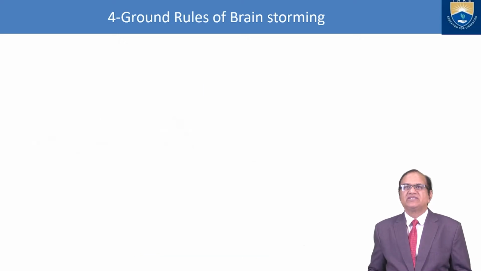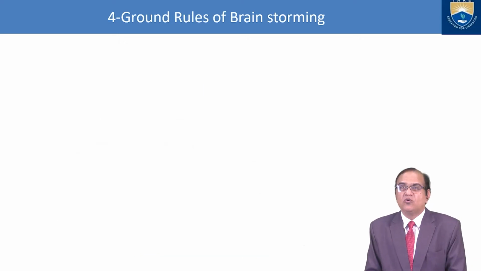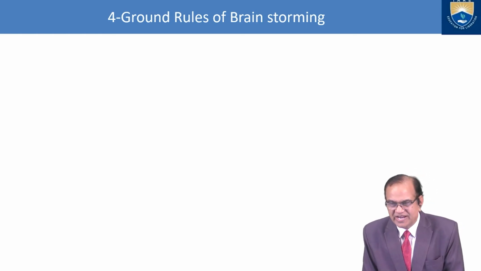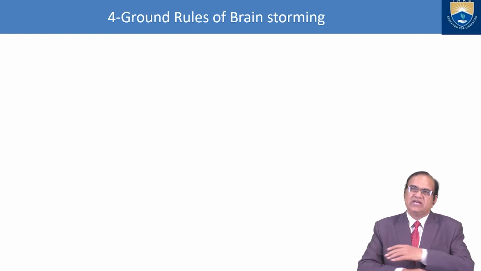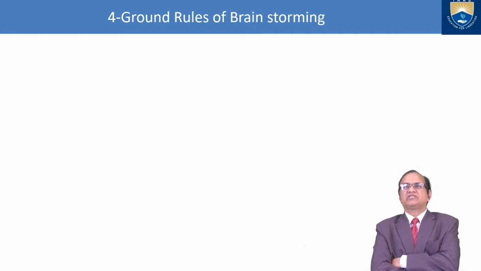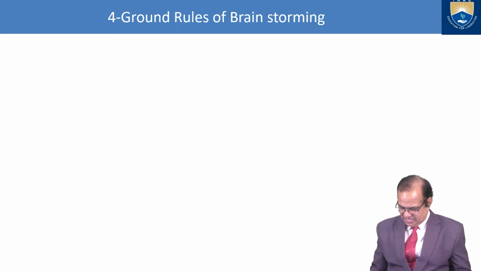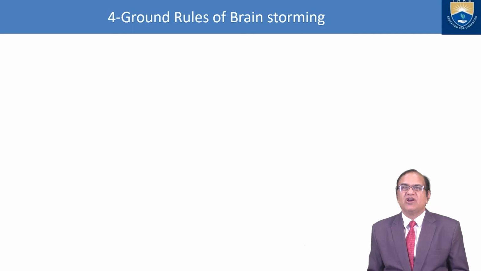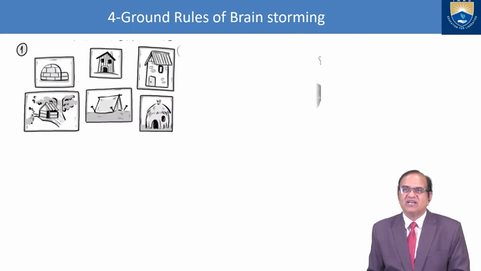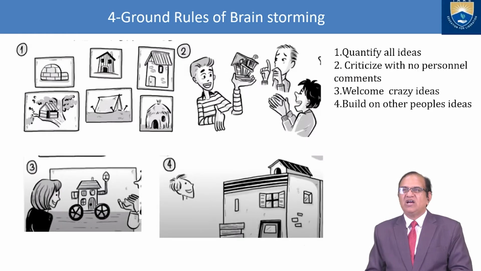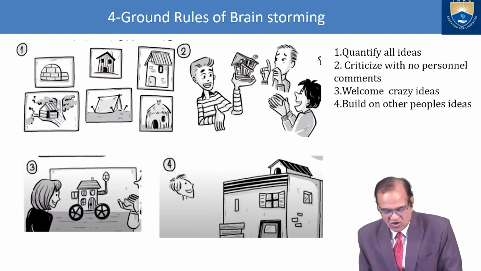So next is the ground rules of brainstorming. There are 4 ground rules of brainstorming. Now I am going to discuss all of these, starting with the first one, which is guided group brainstorming. Here we have the 4 rules. These 4 rules we have to understand. So what are these 4 rules?